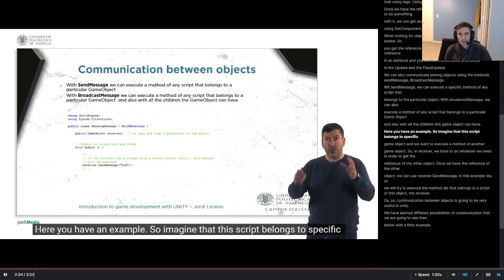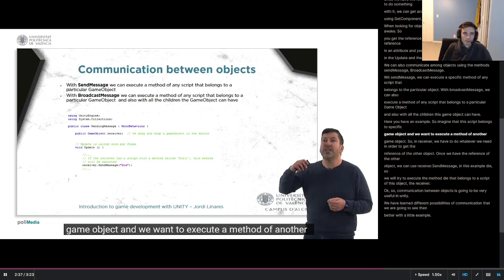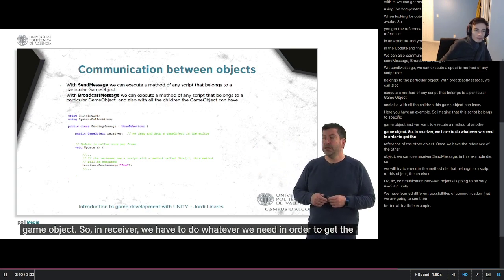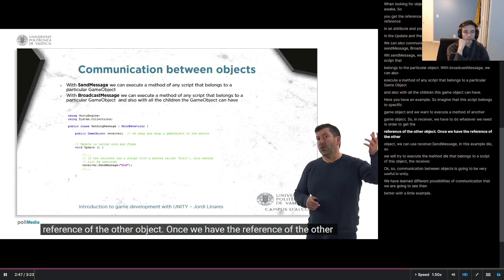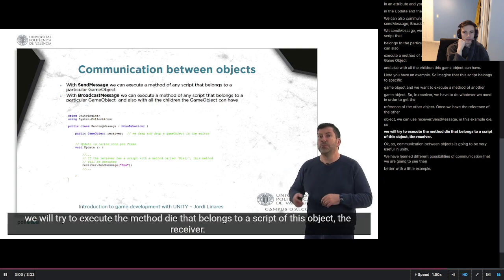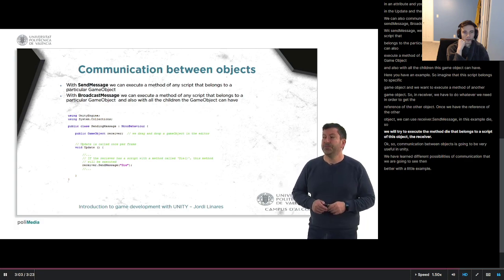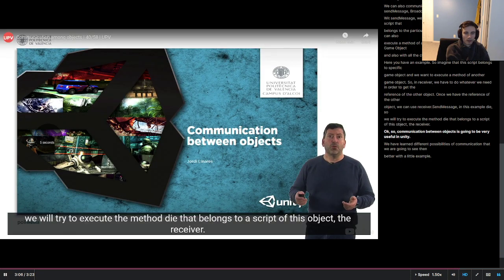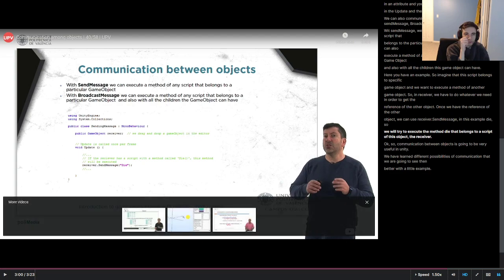So imagine that this script belongs to a specific game object, and we want to execute a method of another game object. So in receiver, we have to do whatever we need in order to get the reference of the other object. Once we have the reference of the other object, we can use receiver.sendMessage, in this example, die. So we will try to execute the method die that belongs to a script of this object, the receiver.